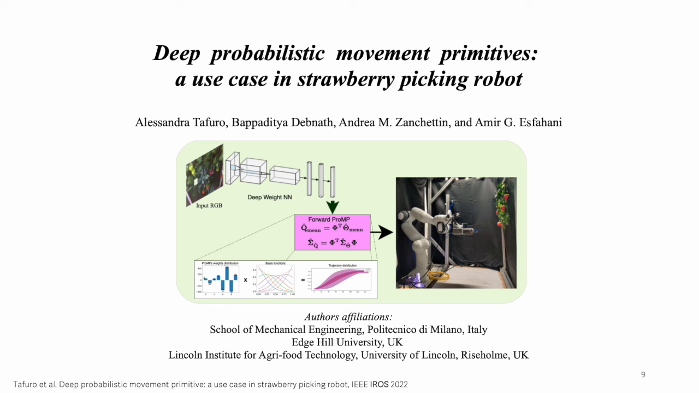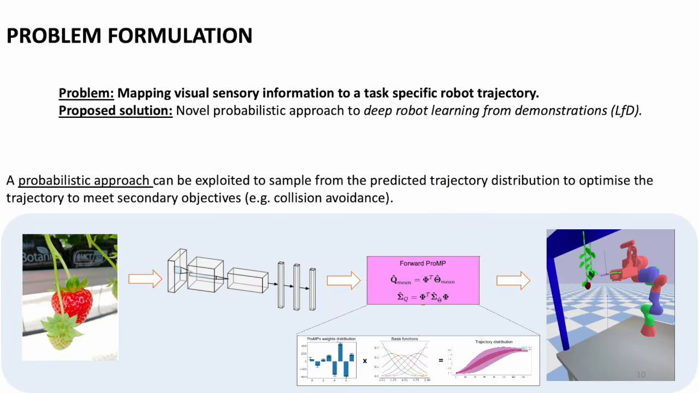In deep probabilistic movement primitives, we map this visual sensory information to the robot movements. That means that we process and train on the information coming from the visual information and then map it to some discrete weights, which are multiplied by the basis functions and generate a continuous trajectory.